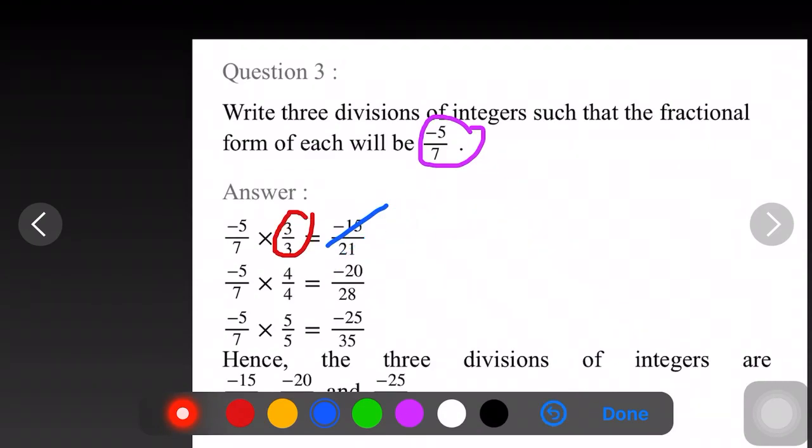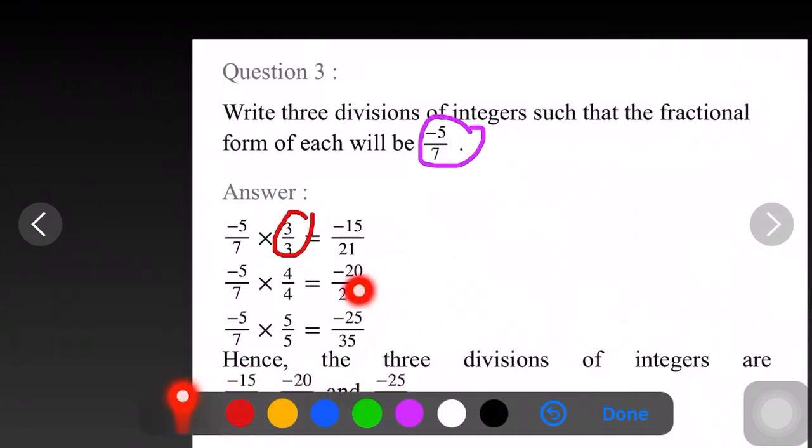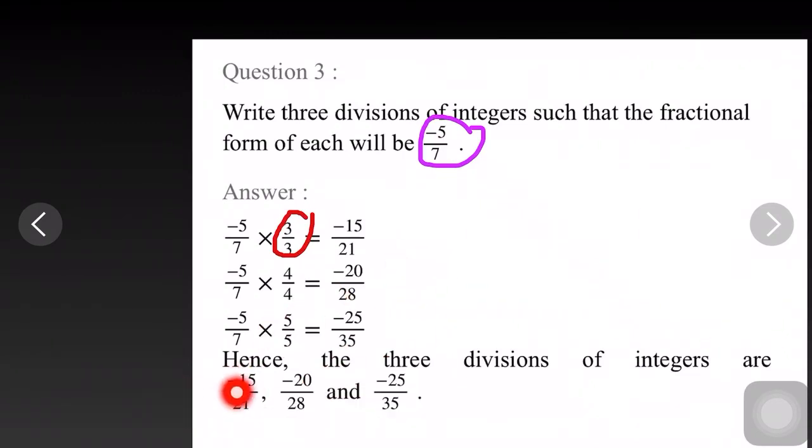Now in the same way we have to take out 3 fractional forms. So multiplied by 4, again multiplied by 5. Hence the 3 divisions of integers are minus 15 upon 21, minus 20 upon 28 and minus 25 upon 35. I hope you understood.